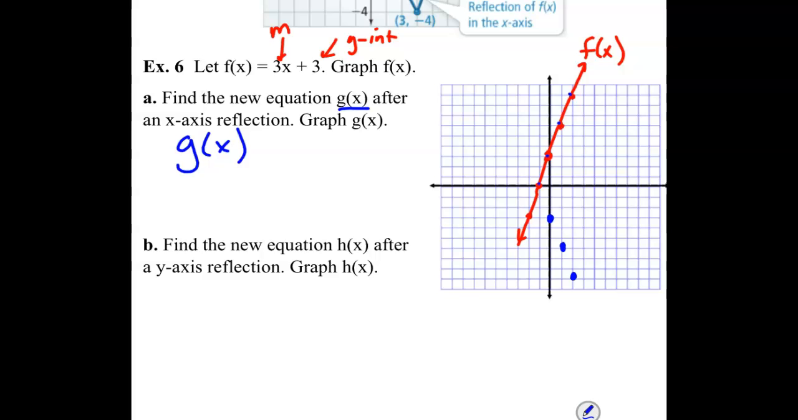This one's at 0 for y, right? It's right on the x-axis, so when I reflect it, it's not going to move. And this one down here was at -3. I'm going to flip it up to +3. That is g of x. Try to hit your dots. Okay?